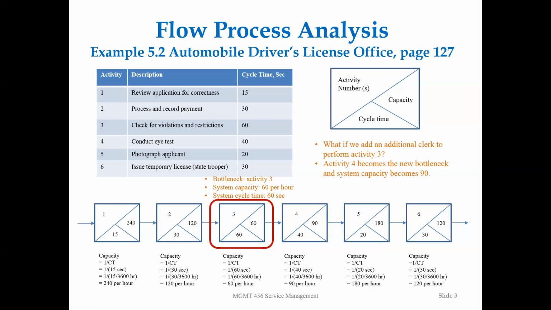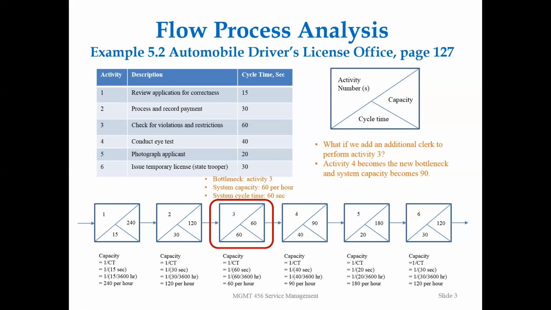Next question is, can we do better? If we are allowed to hire one more person, is there any way we can double the capacity for the entire process, so make it 120? Right now it's 60. How can we make it 120? If you only add one more person to handle activity 3, we can only increase the system capacity to 90, not 120. Can we do better? Is it possible to make it 120?